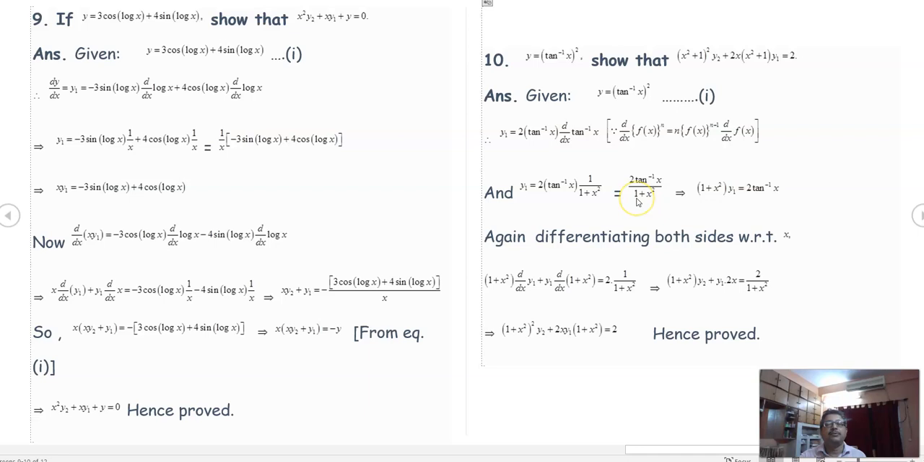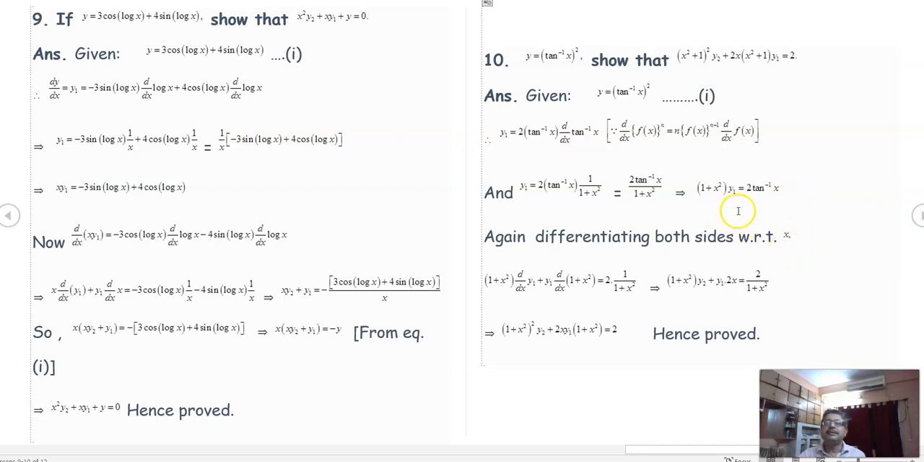For this special one, tan inverse x whole square, after first time differentiation, my suggestion is to transfer 1 by 1. When you do first time differentiation, it will give us 2 tan inverse x into the derivative of tan inverse x, 1 by 1 plus x square. You cross multiply both sides by 1 plus x square. So 1 plus x square y1 is 2 tan inverse x.